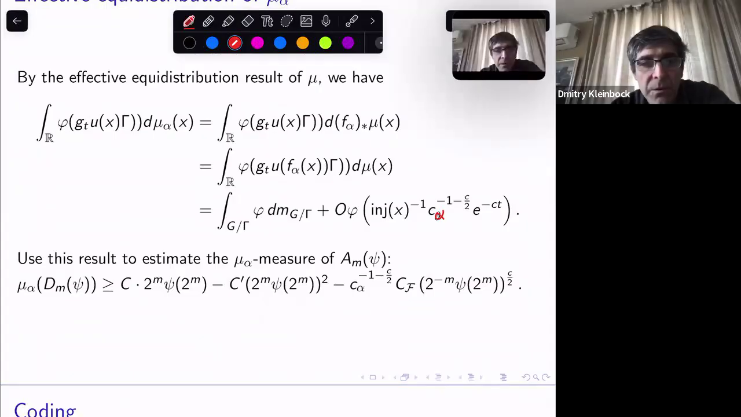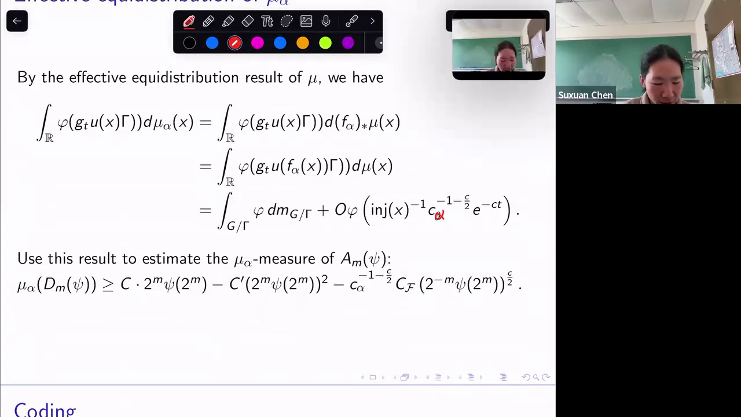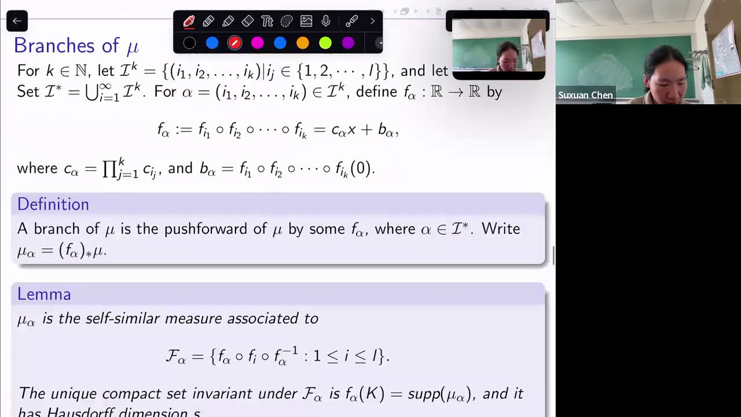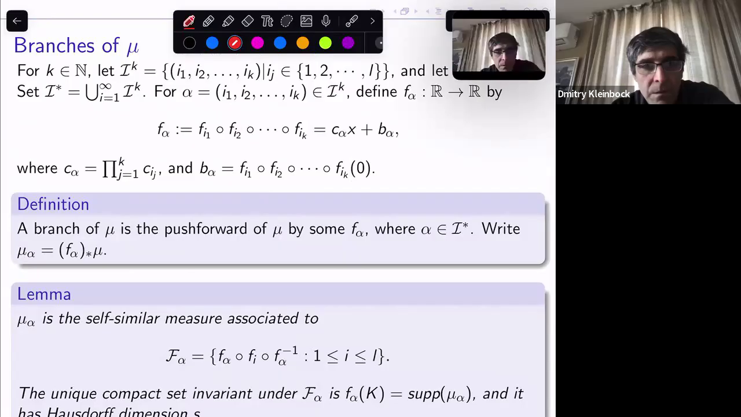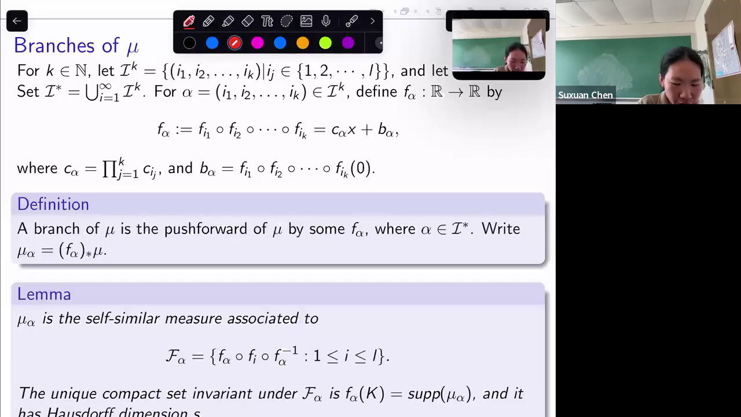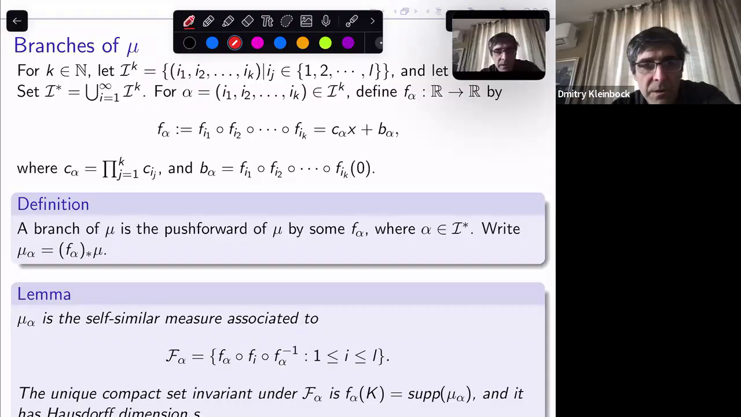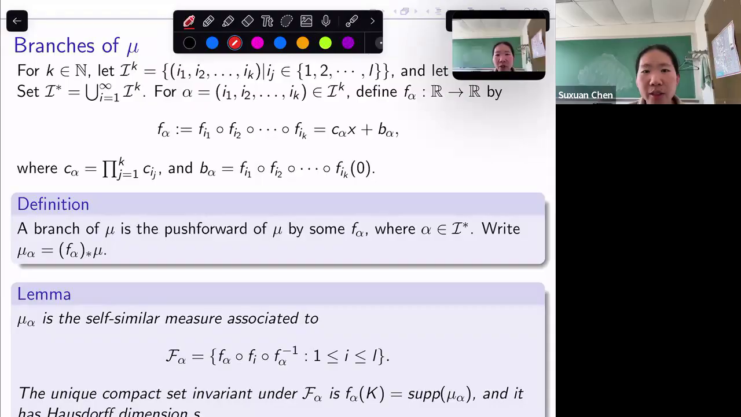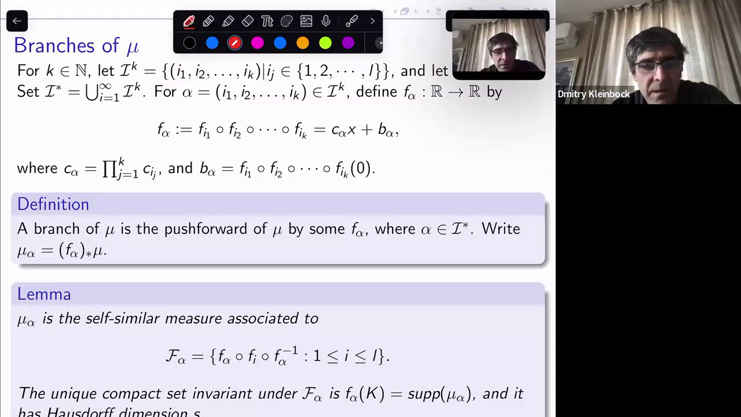Wait, sorry, can you say it again? You actually have a formula for C_alpha? Oh yeah, this C_alpha is a product of the coefficients of F_ij's. And what are C_ij's? They are the coefficients of F_ij. Oh, the contraction rates? No, not the contraction rates. Yeah, they are the contraction ratios. Oh, C_alpha. Okay, I see. All right, I got it.